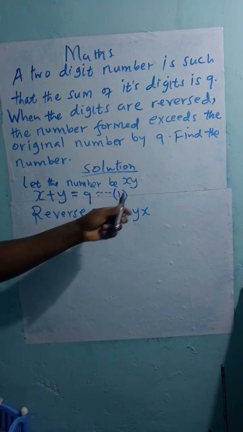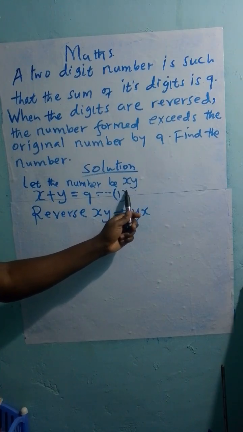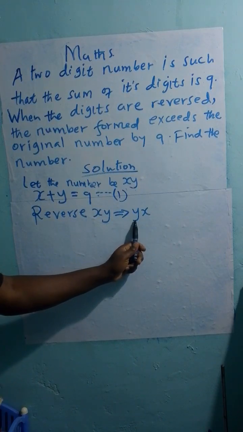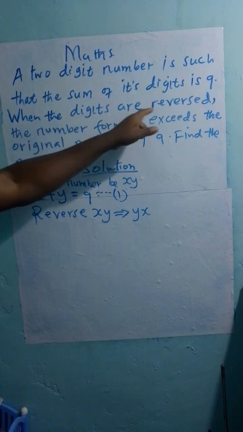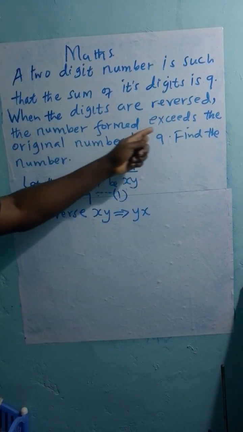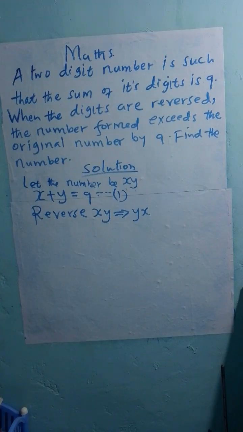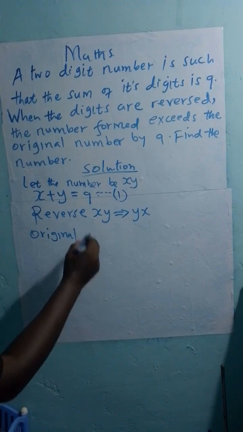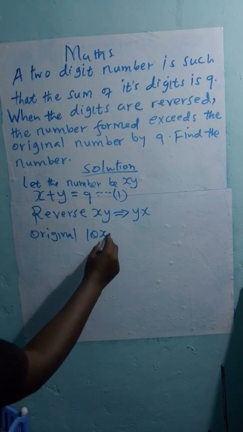Remember, the place value of y is ones, x is in the tens place. When we reverse, x becomes ones, y becomes tens. Remember that. So we are told that when the digits are reversed, the number formed exceeds the original number by 9. So what was the original number and what is the formed number? Original number, this is 10x plus y.